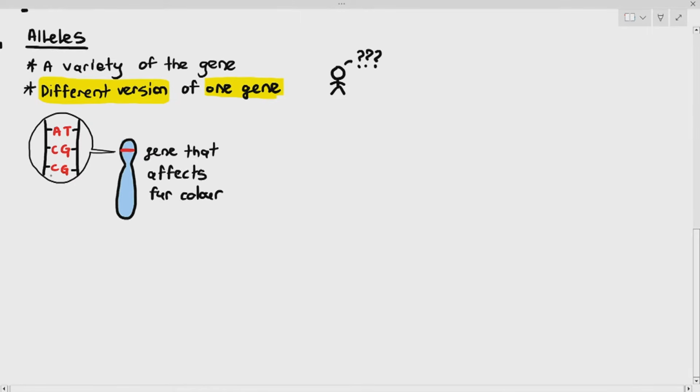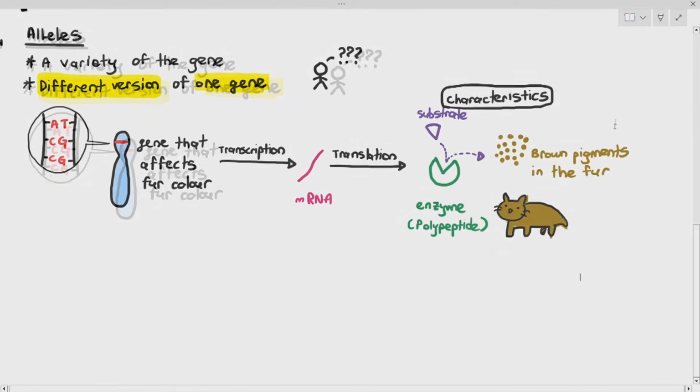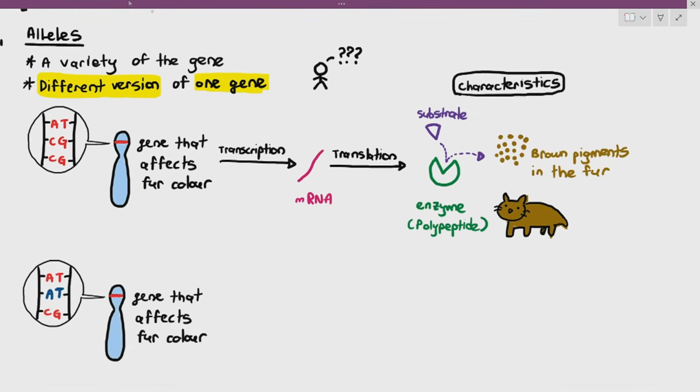Now, this gene undergoes transcription and translation. It is able to code for the enzyme, and the enzyme is able to function and produce the brown pigments in the animals. We've seen this earlier. But let's take another example here. At the bottom here, I'm also going to draw out one gene that affects fur color. The only difference here is the base sequence.